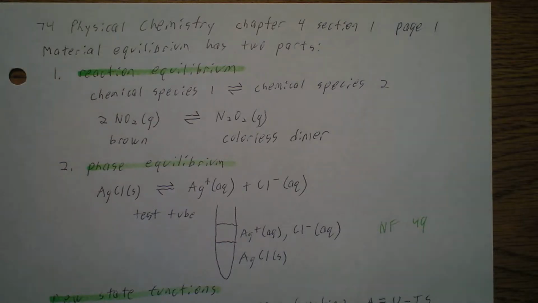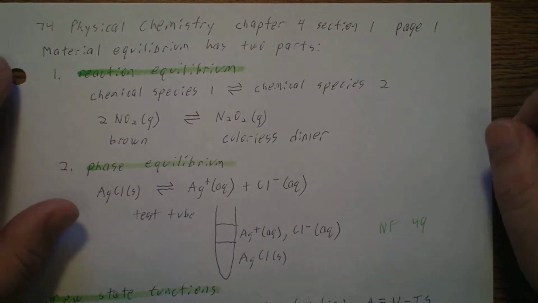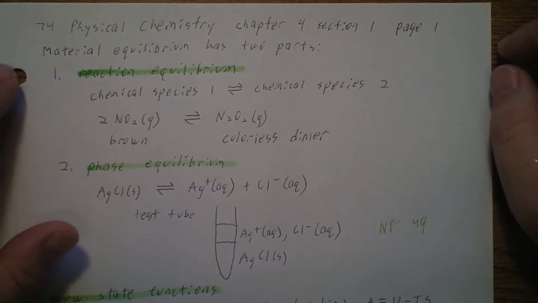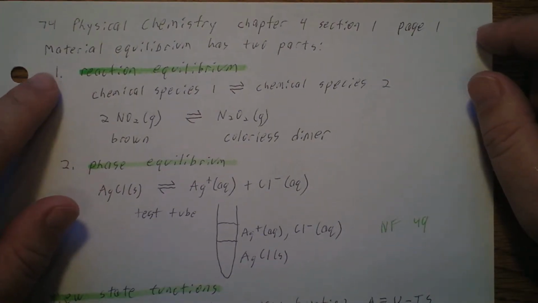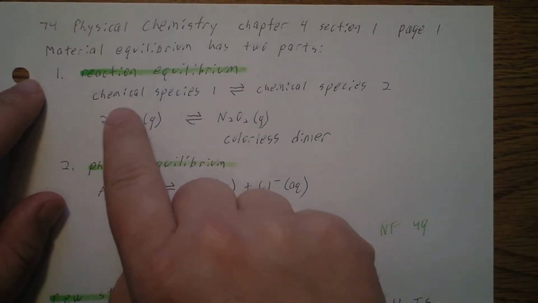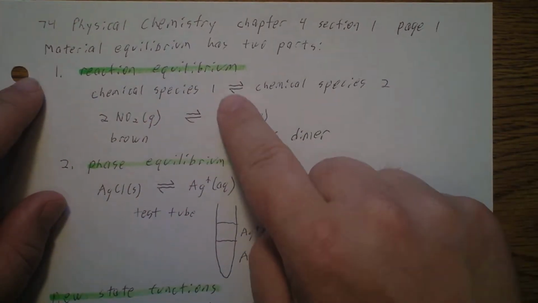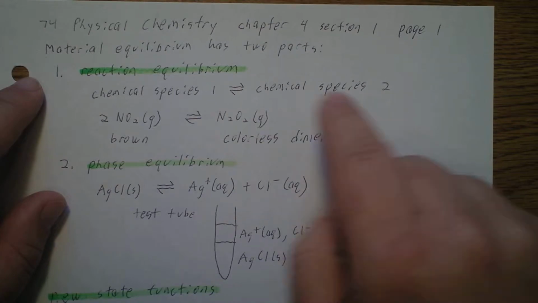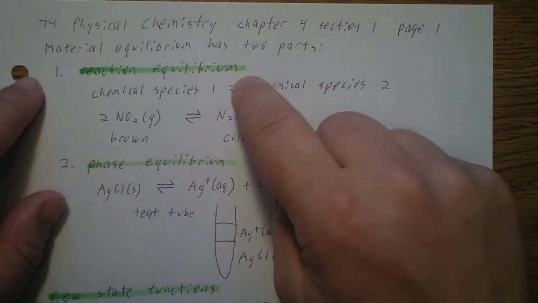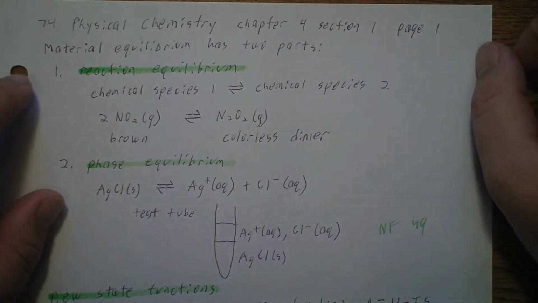Continuing on physical chemistry, we're now beginning chapter 4 with section 1. Material equilibrium has two parts. The first is reaction equilibrium. Let's say that we have chemical species 1 in equilibrium with chemical species 2. Remember, arrows going both ways about the same size means you're at equilibrium.